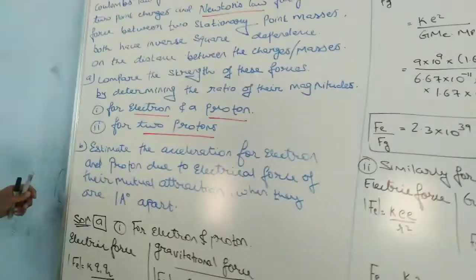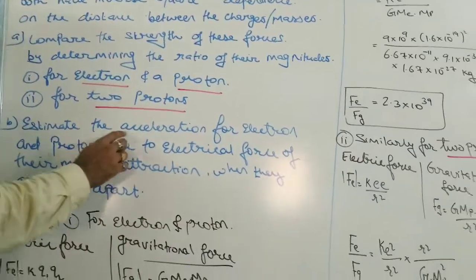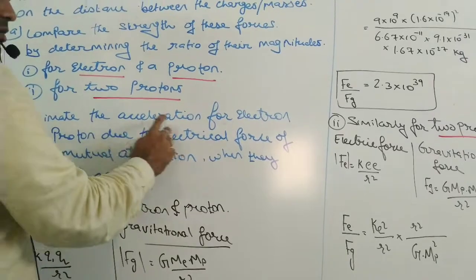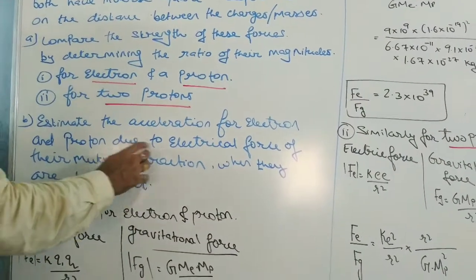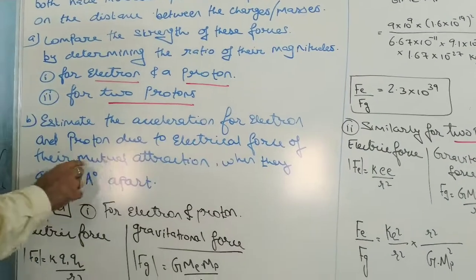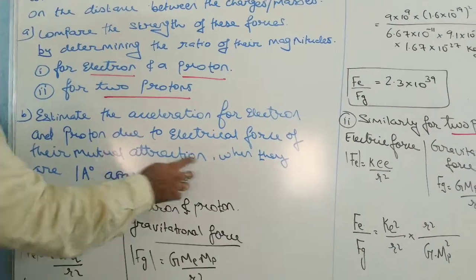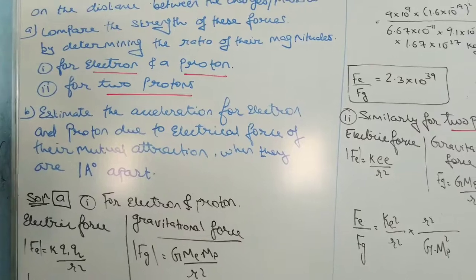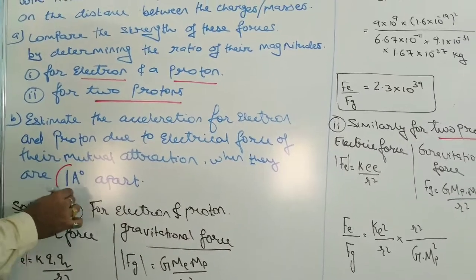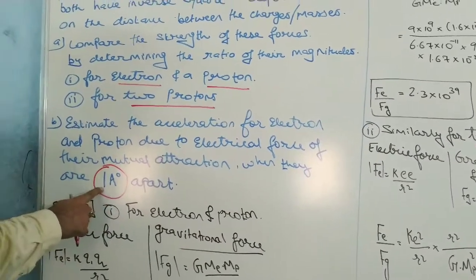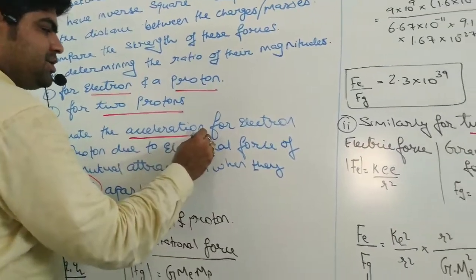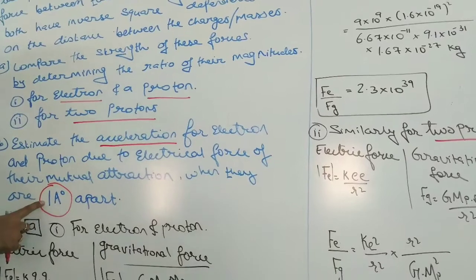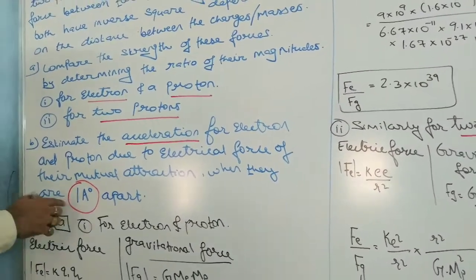Let's see the next question. Let's come back over here. We need to estimate the acceleration of an electron and a proton due to the electrical force of mutual attraction. When they are at a distance, it is clearly given to us, students, in the question. The distance is given, 1 angstrom. You need to find the acceleration when they are at a distance of 1 angstrom.